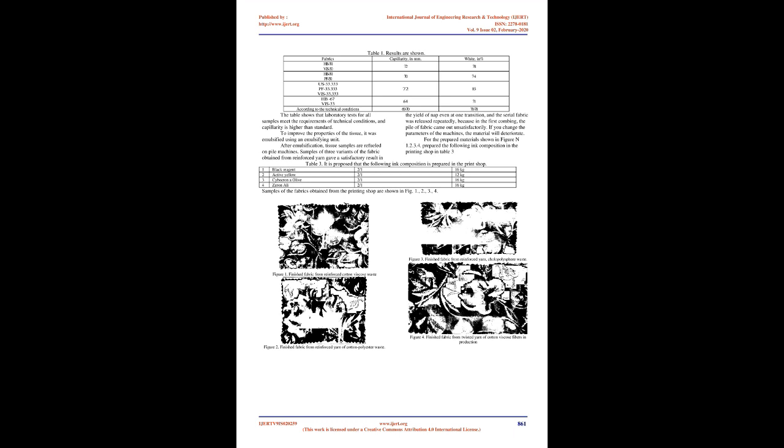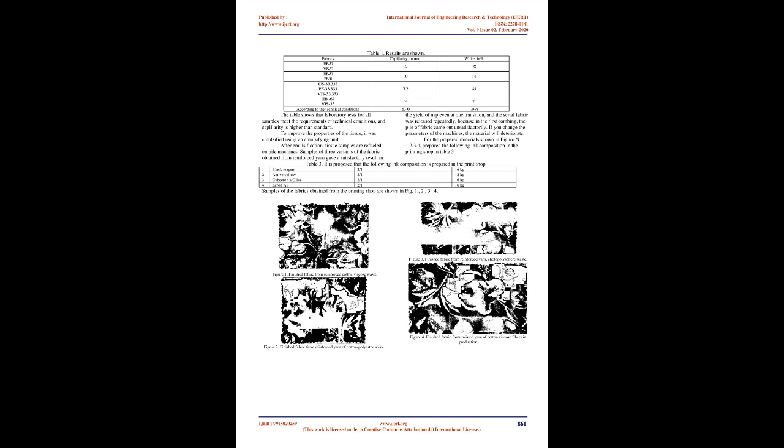Prepared the following ink composition in the machines. Samples of 3 variants of the fabric printing shop in Table 3 obtained from reinforced yarn gave a satisfactory result. It is proposed that the following ink composition is prepared in the print shop. 1 black reagent 2/116 kg. 2 active yellow 2/112 kg. 3 Cibicrana olive 2/116 kg. 4 Zarin Ali 2/116 kg.